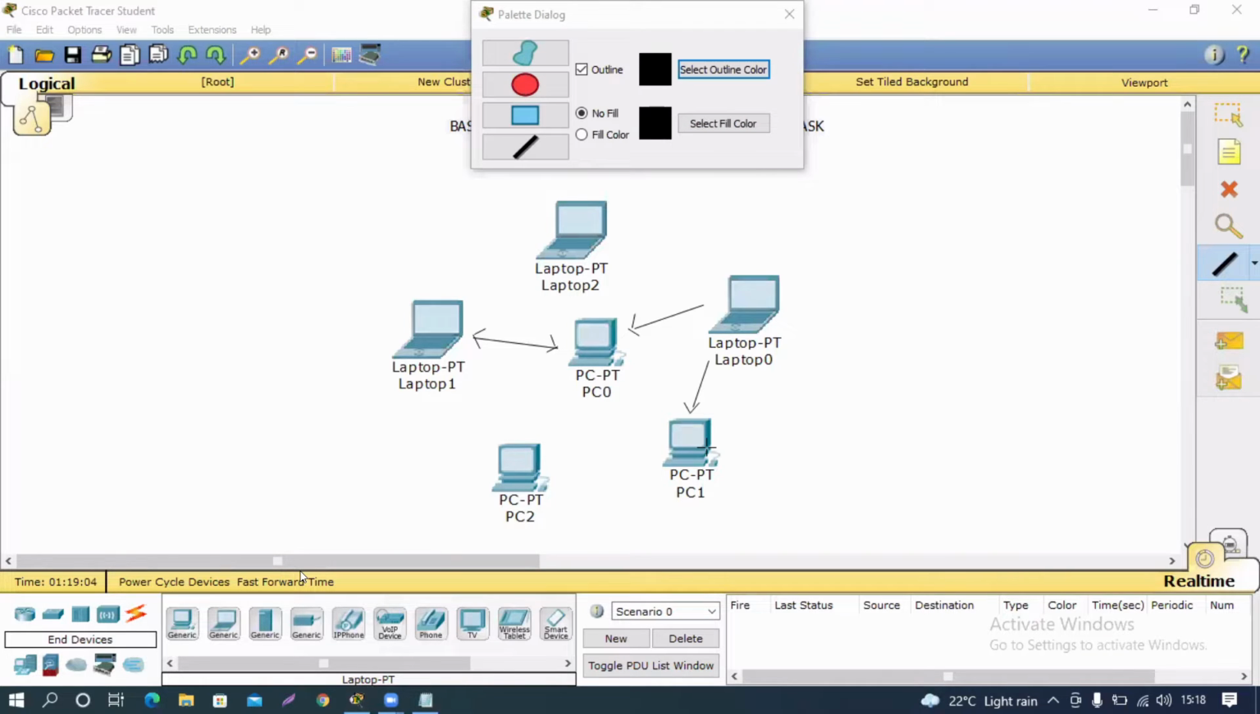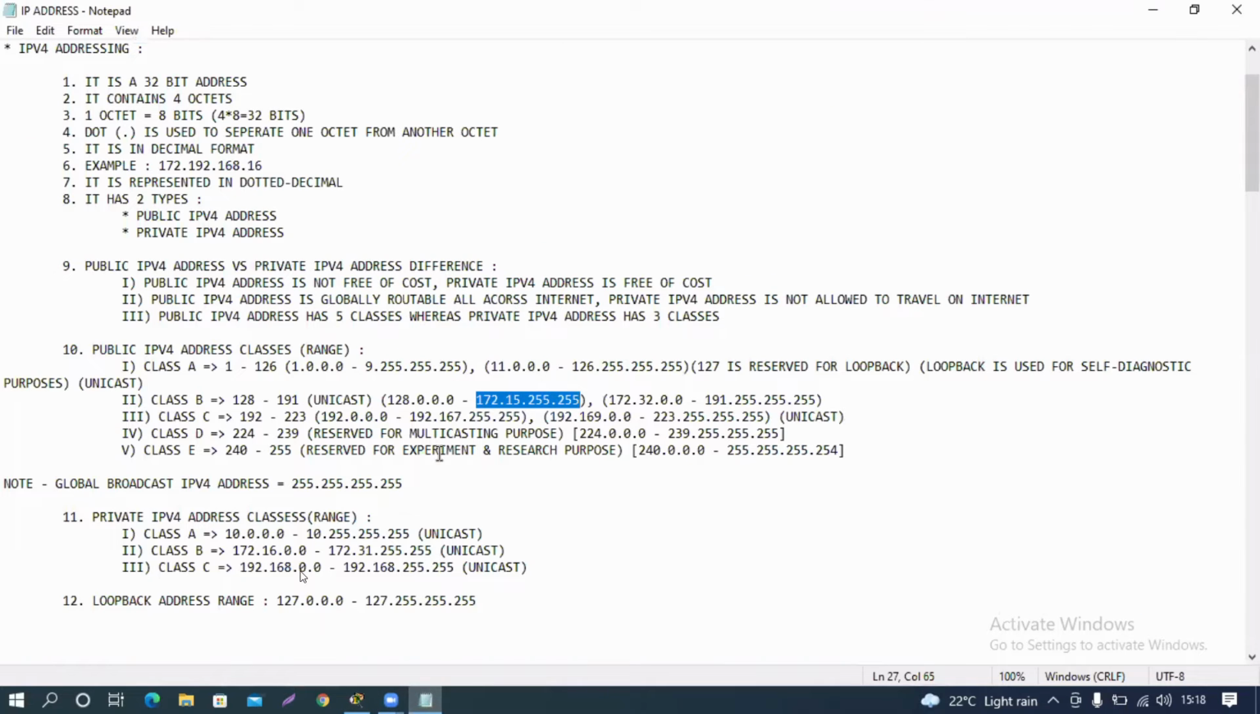This is what we are discussing. 128.0.0.0 up to 172.15.255.255. Then again from 172.32 it starts and goes all the way up to 191.255.255.255. So clearly you can see that between this range and this range, this entire range is coming, right?